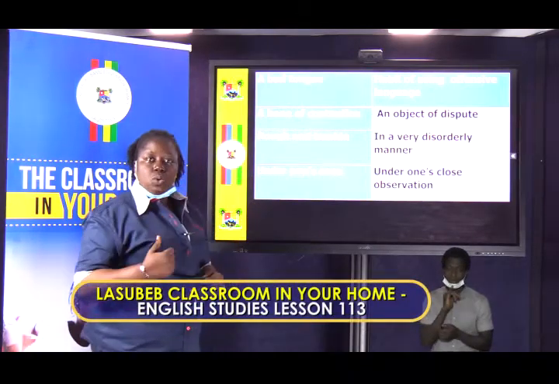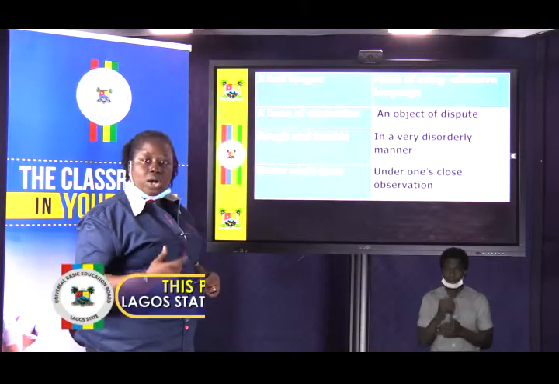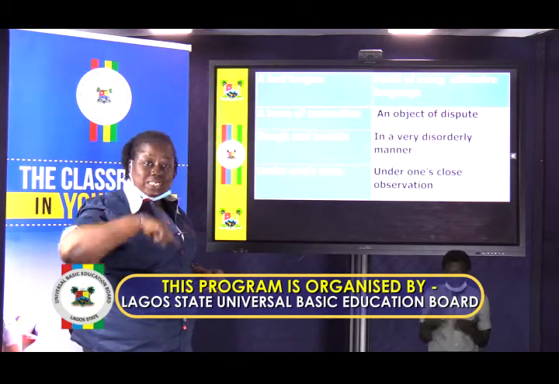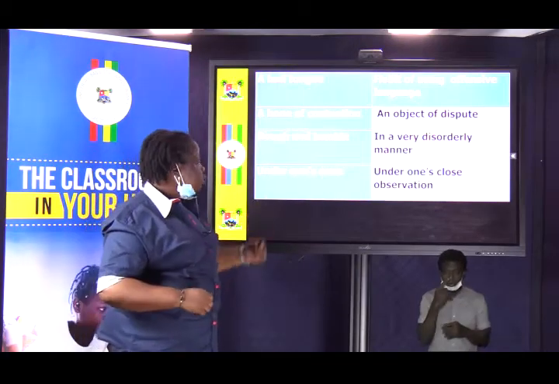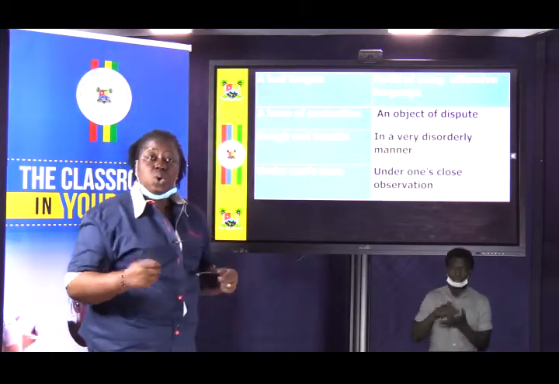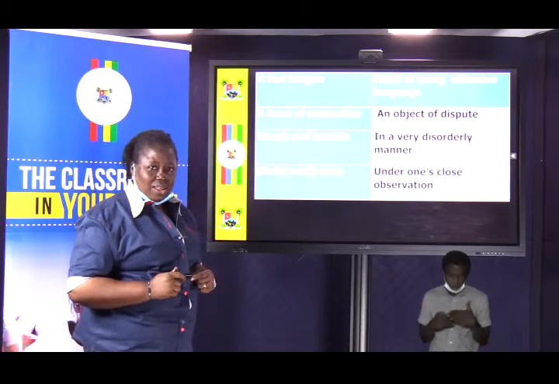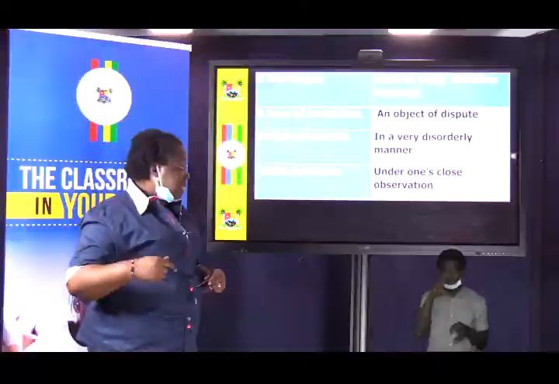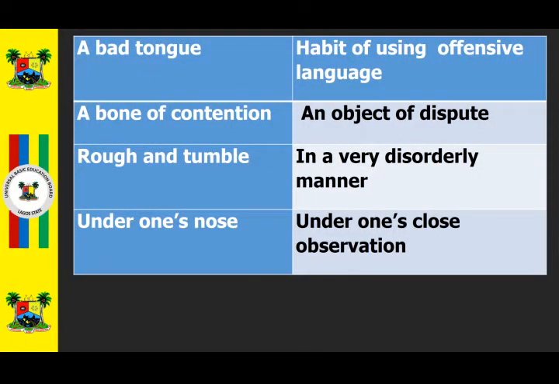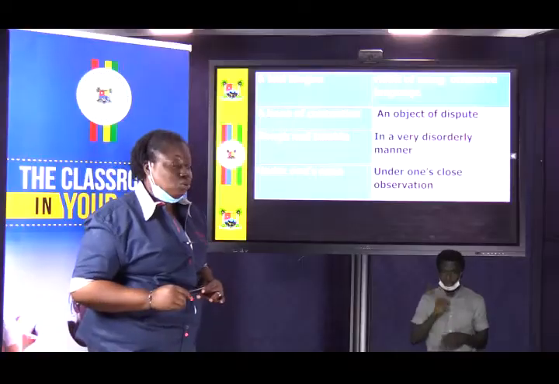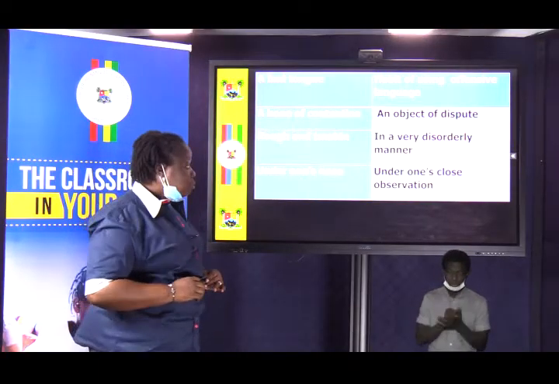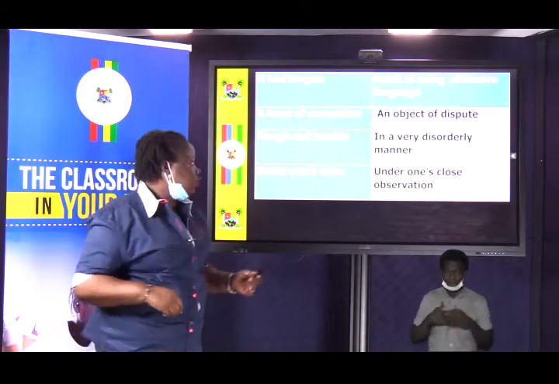Another one is under one's nose. It's not possible for anything to stay under your nose. But as an expression, under one's nose means under one's close observation. It's not possible for you to be cheating under my nose. That means you cannot be cheating while you are under my close observation. I am watching you. You cannot cheat under my nose. Did you get that? It means under my close observation.